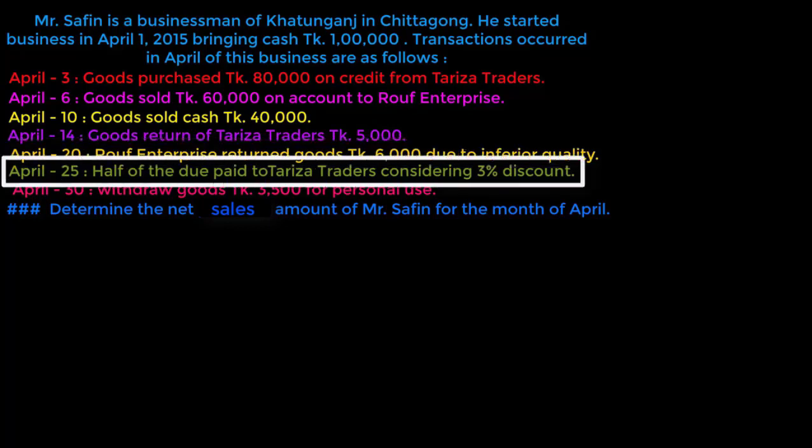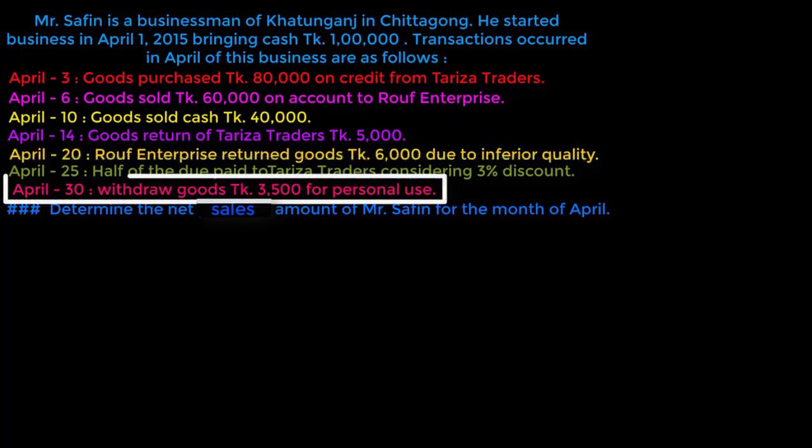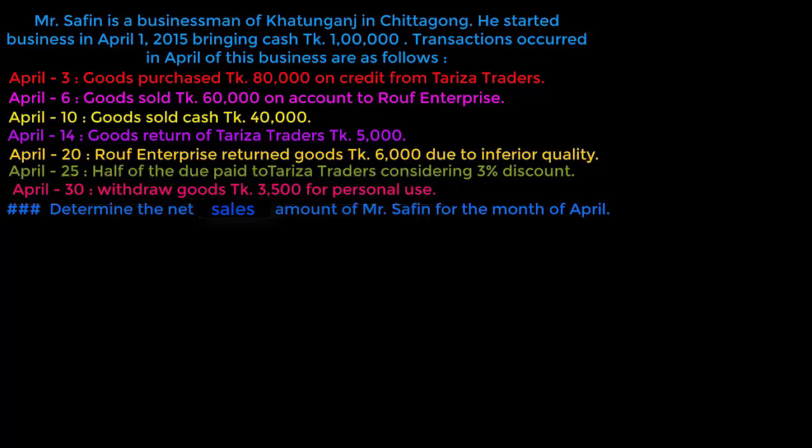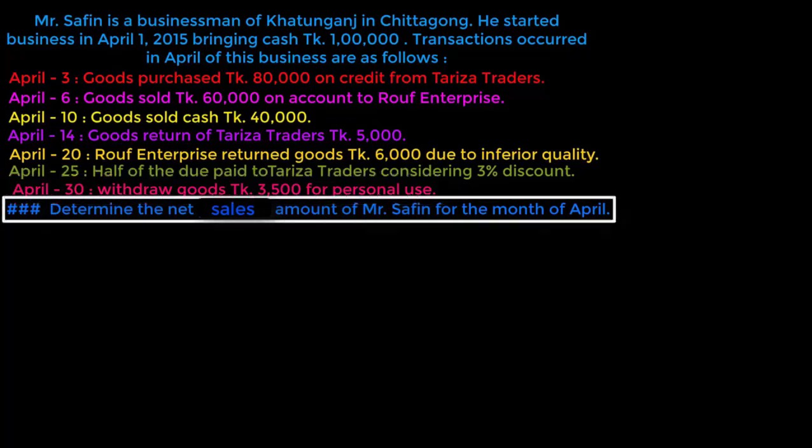April 25, half of the due paid to Tarija Traders considering 3% discount. April 30, withdrew goods taka 3,500 for personal use. Determine the net sales amount of Mr. Safin for the month of April.